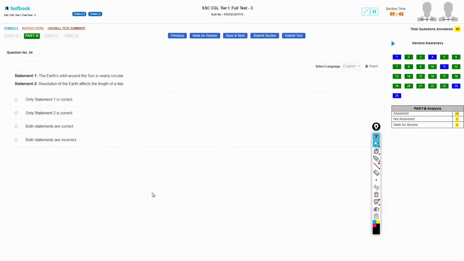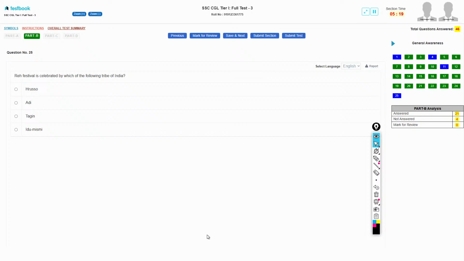Earth's orbit around the Sun is nearly circular. What is the shape? Oval shaped, elliptical. Yeah. So does revolution of Earth affect the length of a day? Revolution affects the length. Yeah. So only two is correct.